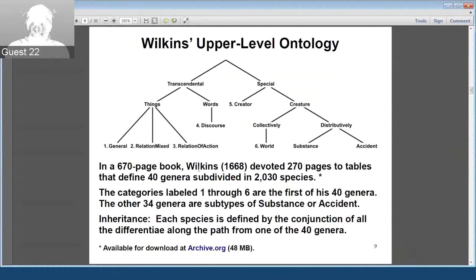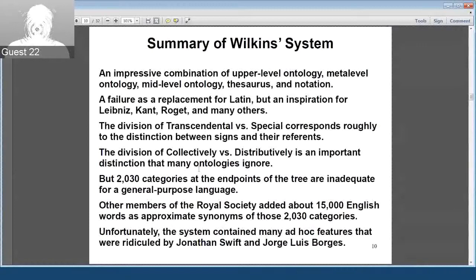So under substance and accident, Wilkins included Aristotle's categories, and under transcendental, he had a three-way split according to the kinds of relations. Now, they did not have a good theory of relations in those days, but it's significant that Wilkins had a three-way split. And if you happen to know anything about Peirce, that's exactly what Peirce had. So let's go a bit forward. And so the summary is a very impressive system. It was a failure as a replacement for Latin, but it was an inspiration for everybody that followed.